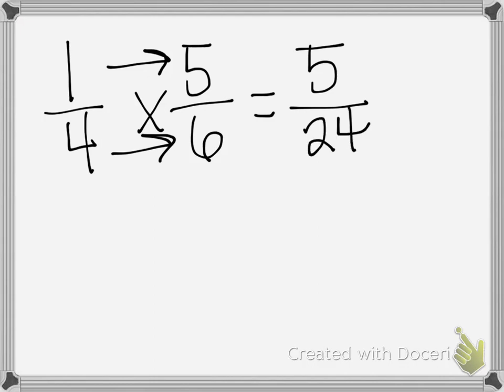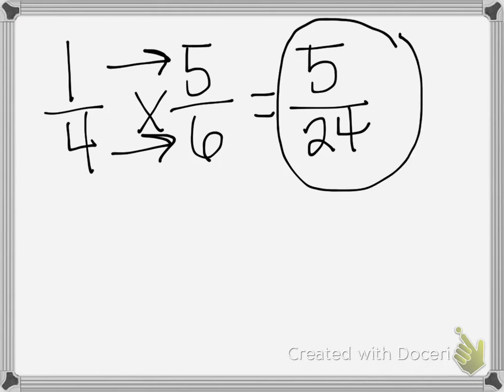Now, we know that 5 is a prime number, so it can only divide by 1 and itself. And we know that 24 can't divide by 5 because it doesn't end in a 5 or a 0. Therefore, this fraction is in simplest form.